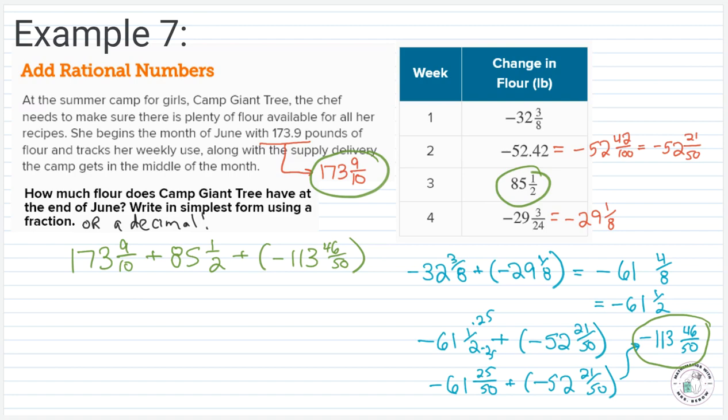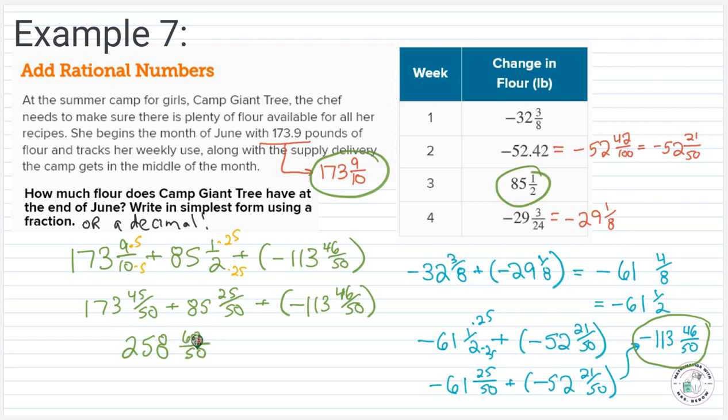So we can multiply this first fraction, both the top and bottom, by 5, and that middle one, both the top and bottom, by 25. So now we're going to have 173 and 45/50ths plus 85 and 25/50ths, plus this negative 113 and 46/50ths. Then adding our positive values together, 173 plus 85, the whole number portions, is going to make a total of 258. And then the 45 and 25 is going to make 70 over 50. Oh, I'm sorry, I first said 60; let me fix that, I did not carry there. So 70 over 50, and I'm going to leave it like that now that it's been corrected, plus this negative 113 and 46/50.